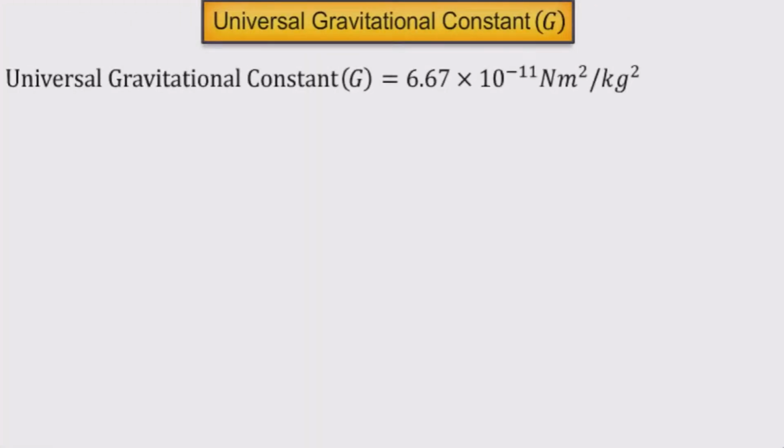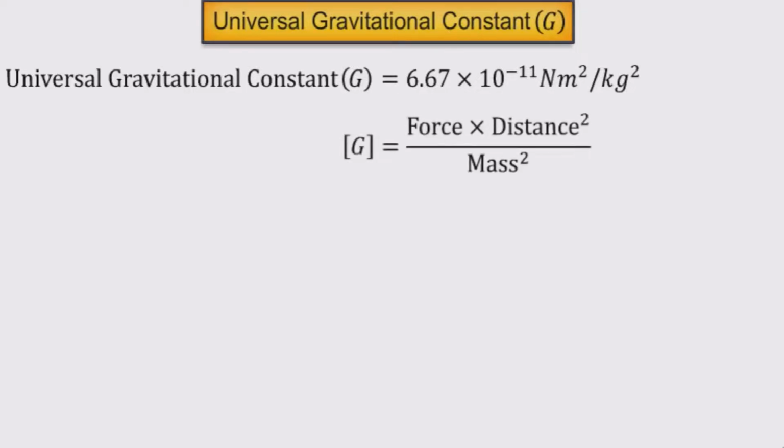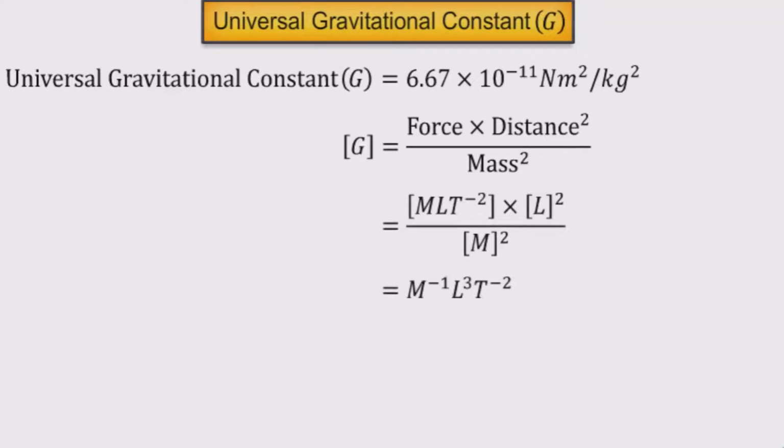The universal gravitational constant G is a constant whose value is 6.67 × 10 power minus 11 Newton meter square per kg square and is denoted by the expression G is equal to force F into distance d square by mass m square. Thus, the dimensional formula of G is obtained as shown. We obtain the dimensional formula of G as M power minus 1 L power 3 T power minus 2. You will learn about G in detail later in the course.